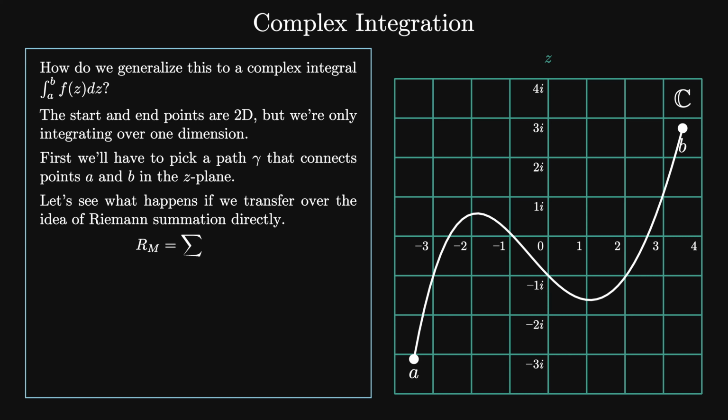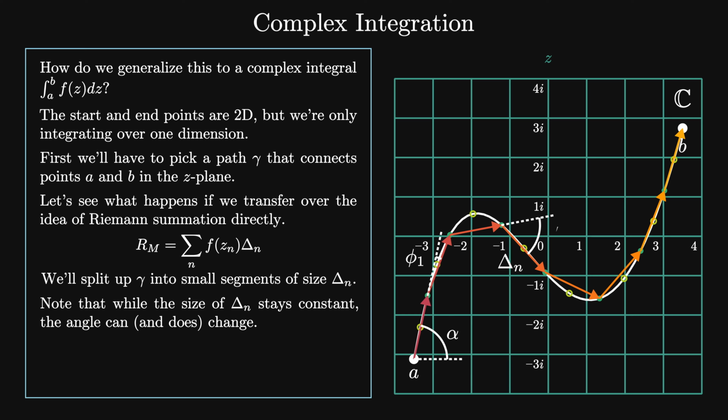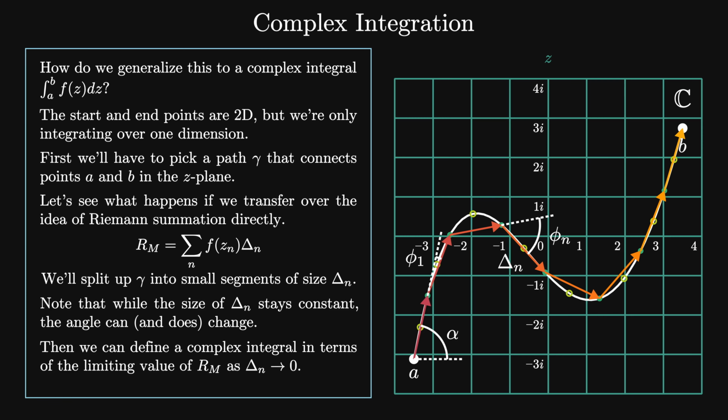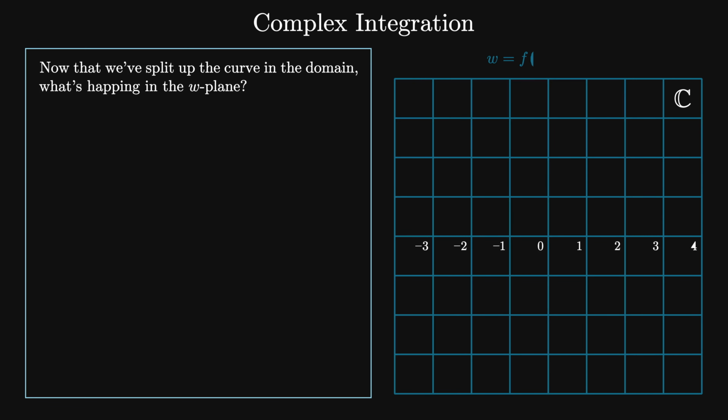So R_m equals the sum on n of f of z_n times delta_n. We'll split up gamma into small segments of size delta_n. Note that while the magnitude of delta_n stays constant, the angle between neighboring segments can and often does change. This is represented by the turning angle, or the difference in angle between segment n and n plus 1. Then we can derive a complex integral in terms of the limiting value of the Riemann sum R_m as delta_n goes to 0.